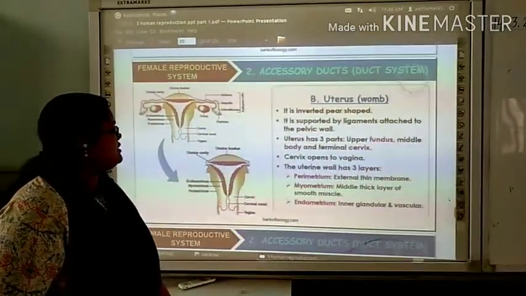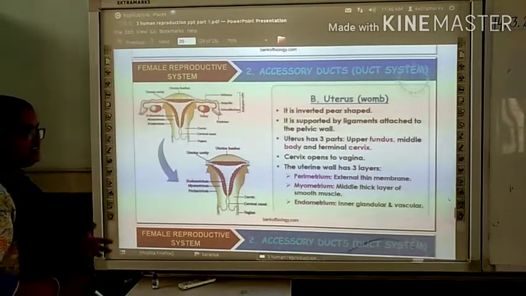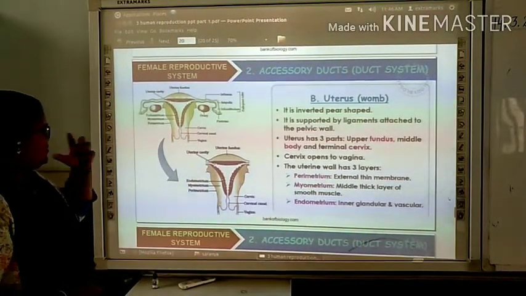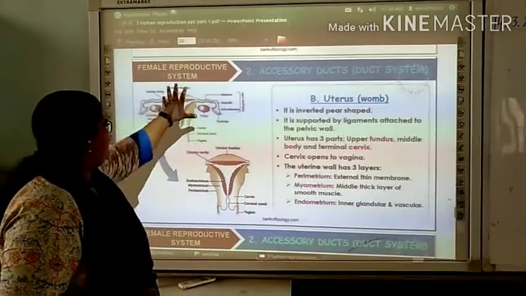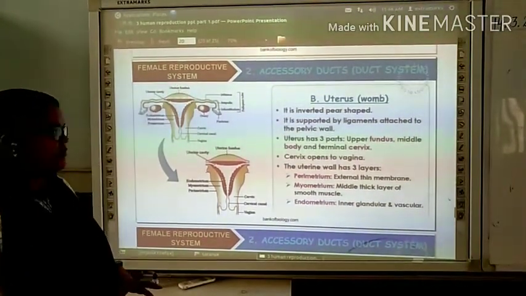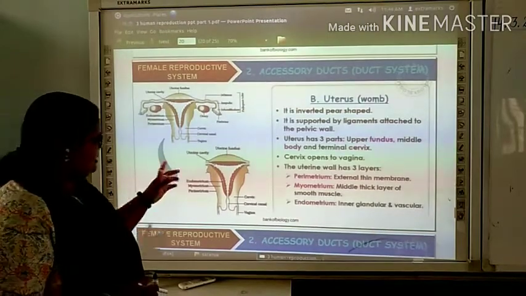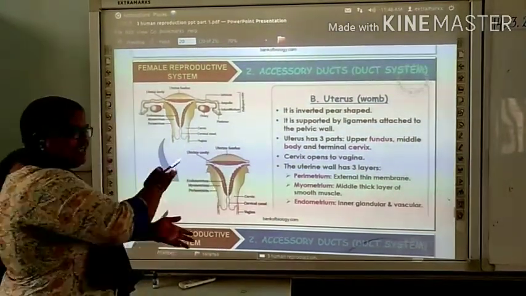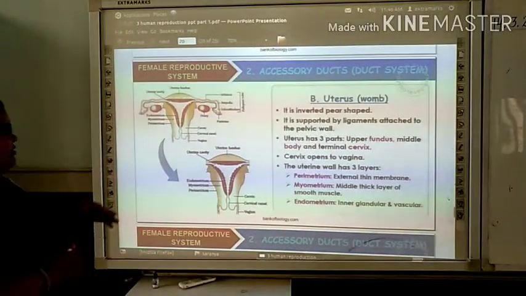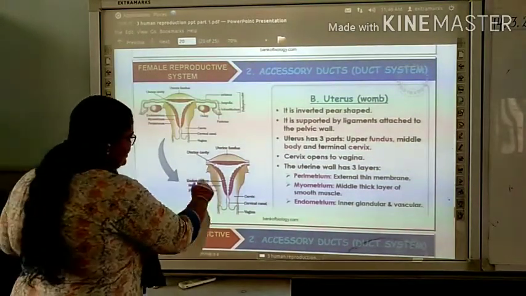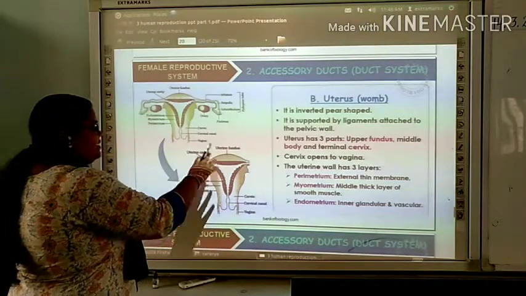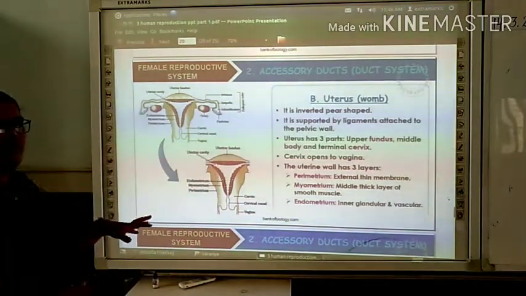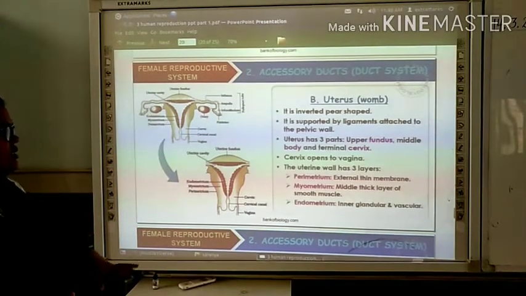Right. Now the second accessory duct, or accessory duct system, the part is the uterus, otherwise known as the womb. So here this is a fallopian tube, and this entire part is called the uterus. If you are checking the shape, you can see this is a pear shape, but it is an inverted pear. You can check, the pear will be like this, inverted. So this inverted pear-shaped structure is the uterus.